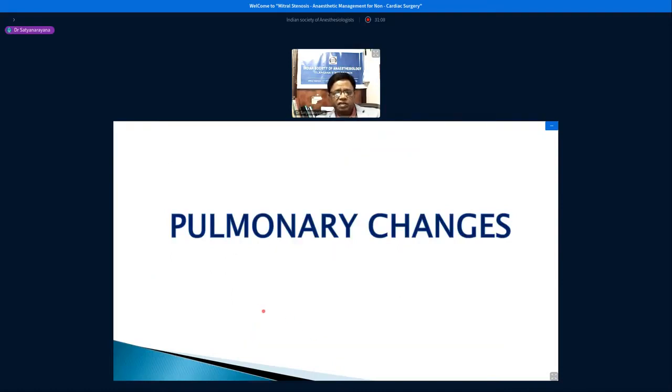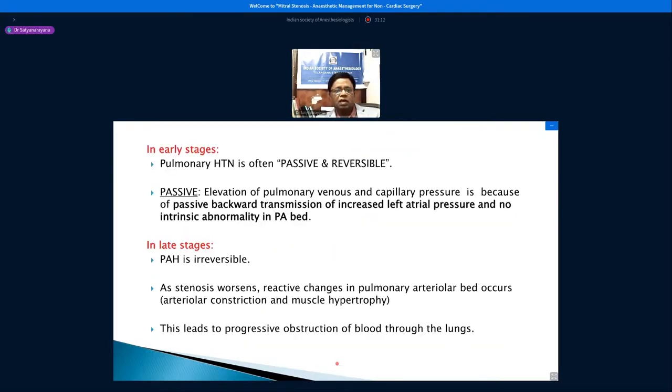Let us see the pulmonary changes in mitral stenosis. Again, we have early stage changes and late stage changes. In the early changes, this pulmonary hypertension is known as passive and reversible, because it's only a passive elevation of the pulmonary venous and capillary pressure because of backward pressure from the left atrium, but there is no intrinsic abnormality in the pulmonary arterial bed. Whereas as the disease progresses, in the late stage, the pulmonary arterial hypertension is irreversible. As the stenosis worsens, there will be reactive changes in the pulmonary arterial bed. That is because of arterial constriction and muscle hypertrophy.